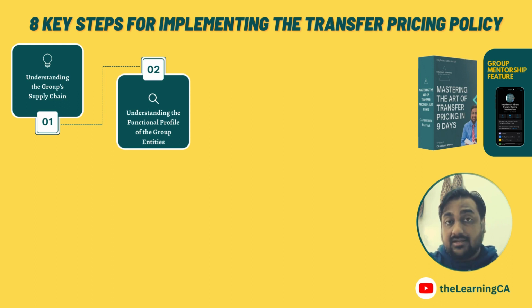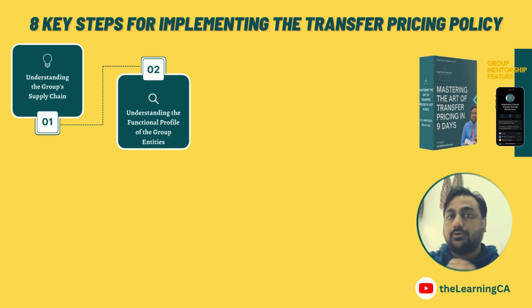So from these particular aspects, you can understand the functional profile of the entities who are present in the supply chain, or who are performing some role in the supply chain of this M&E group. So I hope step 2 is clear.